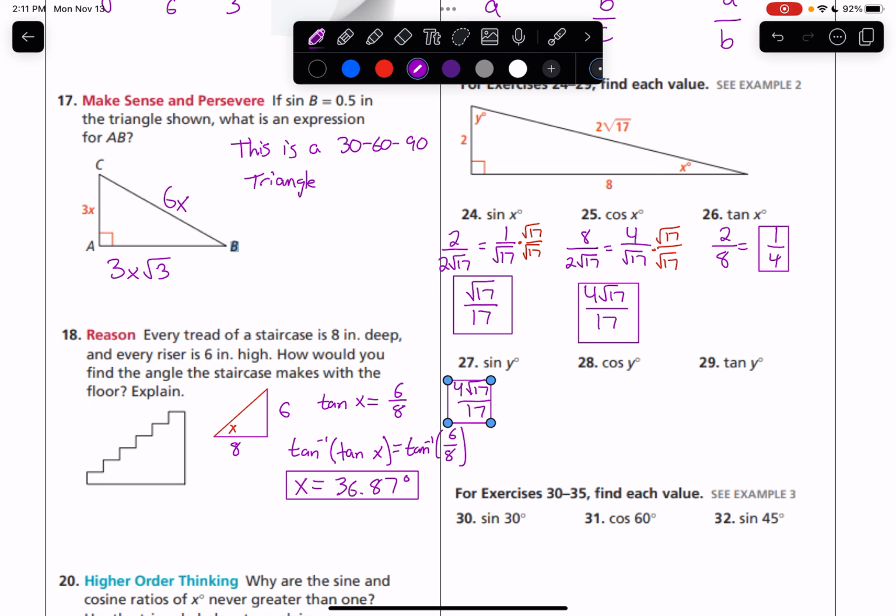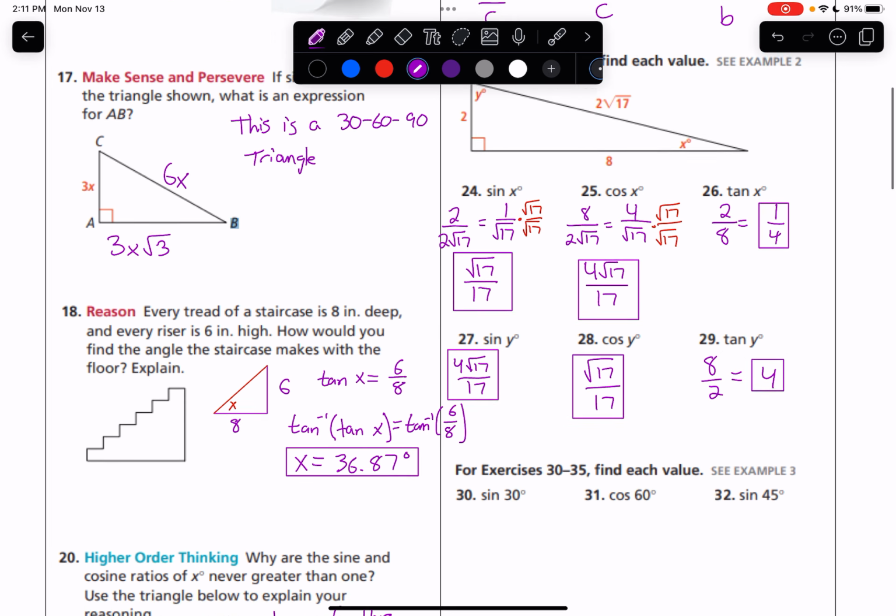And that pattern is going to continue to the cosine of y, because the cosine of y, if we're standing on y and we're doing adjacent over hypotenuse, it's going to be 2 over 2 root 17, which we already did over here for sine of x. So root 17 over 17 is going to be the cosine of y. And then finally, the tangent of y. If I'm standing on y, doing opposite over adjacent gives me 8 over 2, which gives me 4.